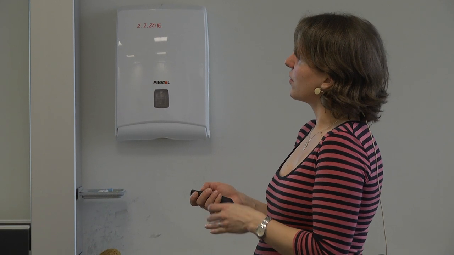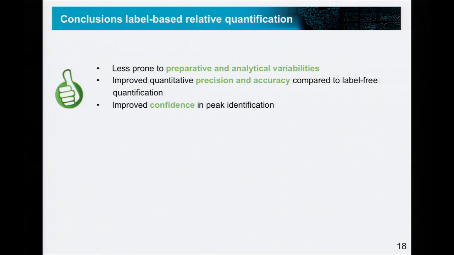And here once more the conclusions. Label-based relative quantification is less prone to any variabilities that happen from the moment when your isotope label is added. This is why you're more precise and accurate. And if you work with synthetic peptides, but even when you work with completely labeled proteomes, if you do any of the other labeling approaches, you increase your confidence also because you always look for a peptide that must be present in both channels, right? It's like measuring more transitions for one peptide. It really also increases the confidence that you're looking at the right thing.